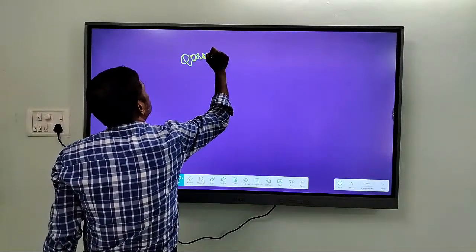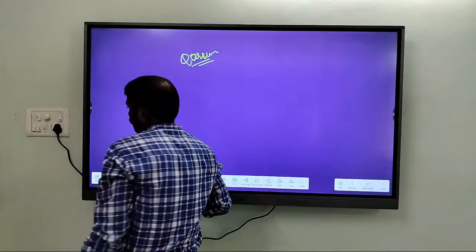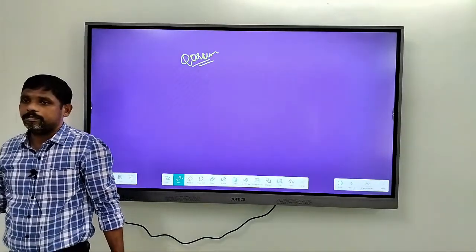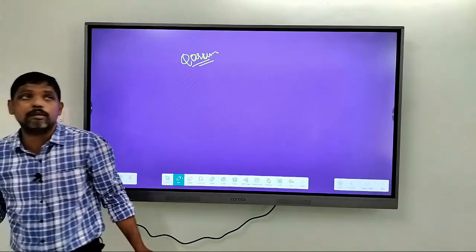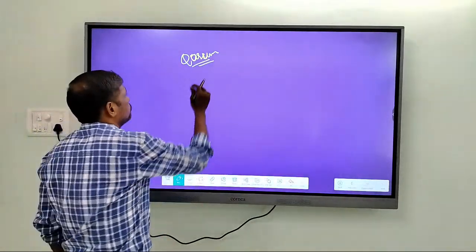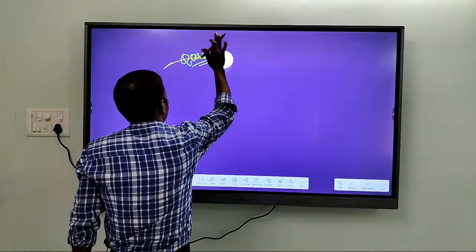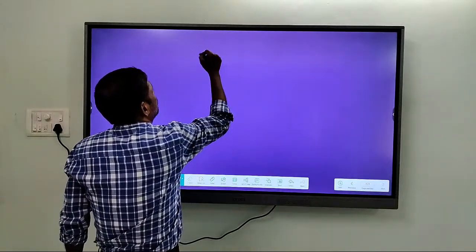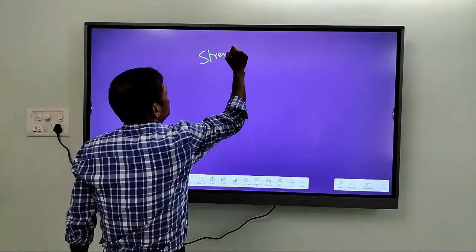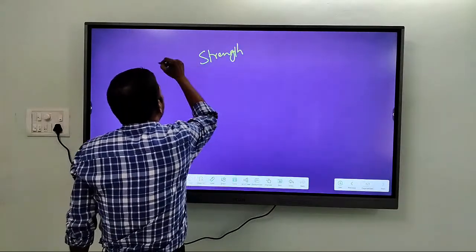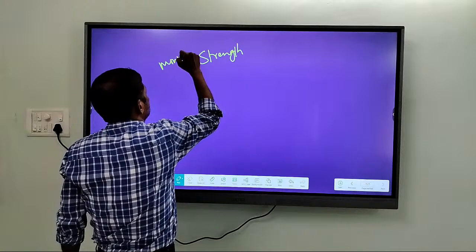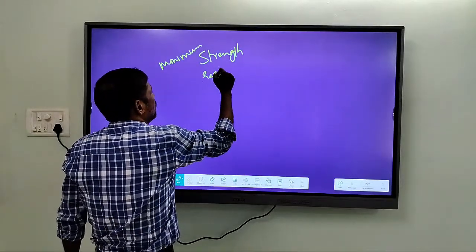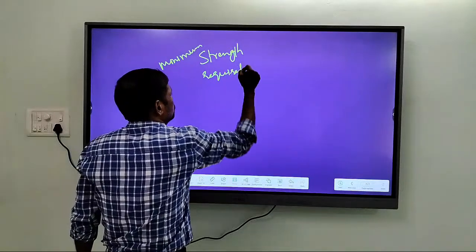We take this. Alright, quorum. What is the majority required? What is the minimum strength that is required? Quorum represents the strength. Quorum represents the minimum strength that is required to start the business of the house.